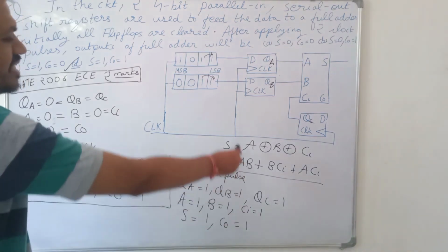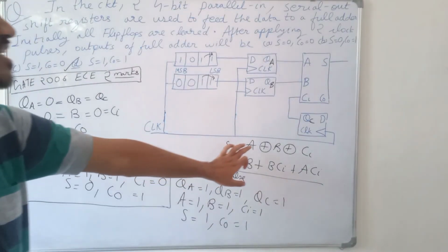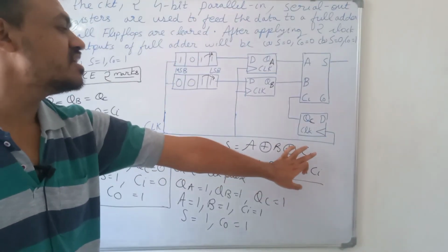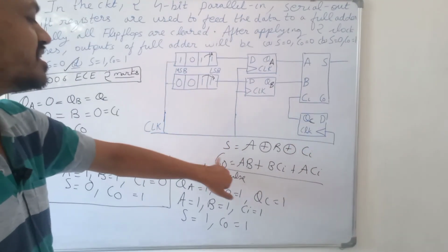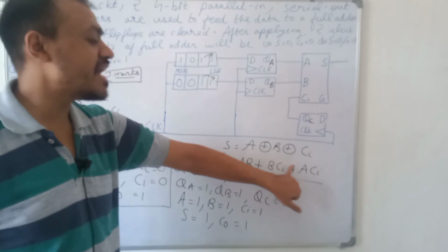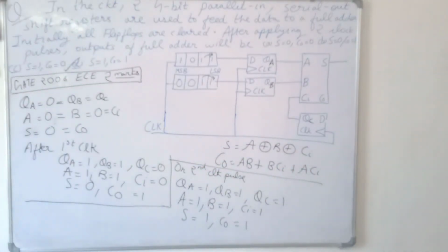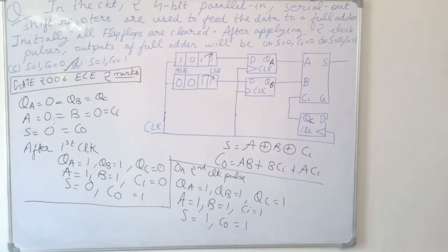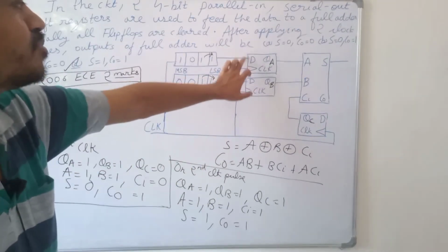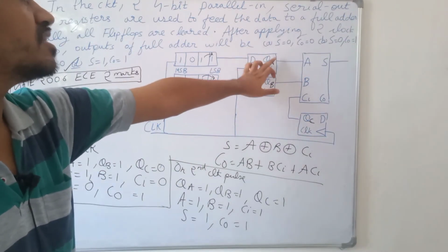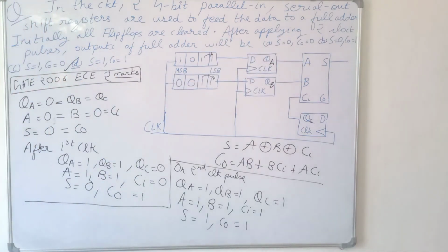So just remember this, that sum of full adder is given by A XOR B XOR carry input and carry out is given by AB plus B into carry in plus A into carry in. And after the clock pulse, the input D will shift to the output of the D flip-flop.